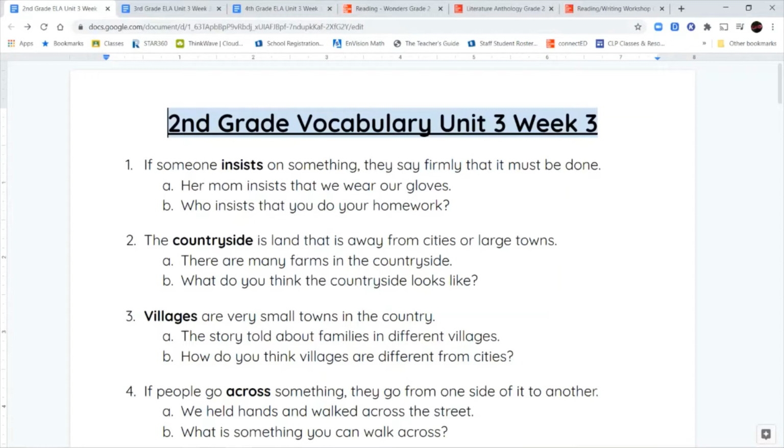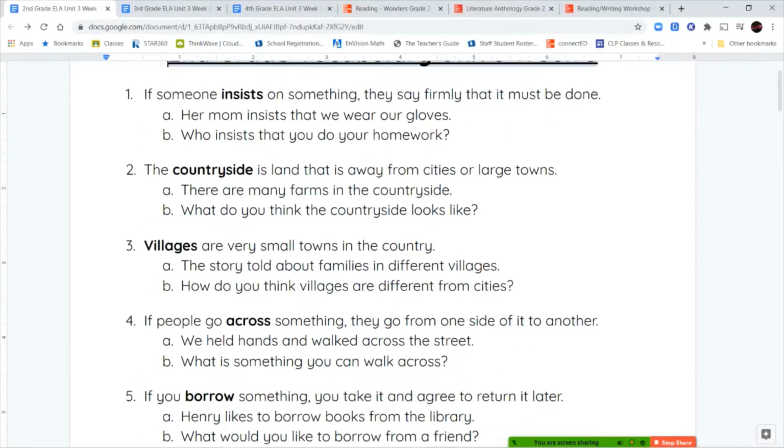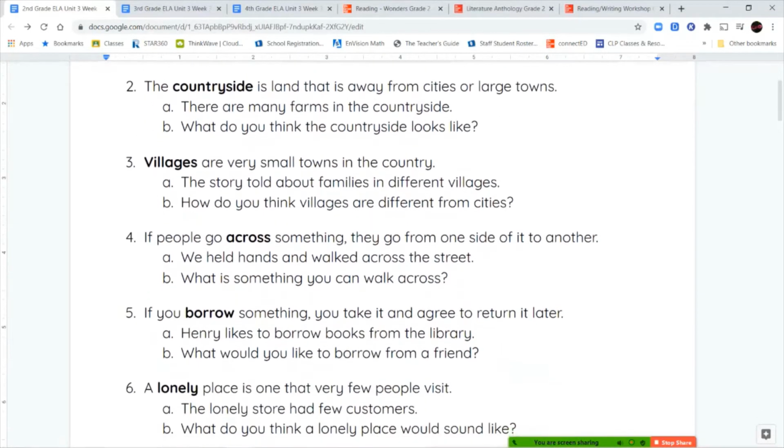Your next word is the word countryside. The countryside is an area of land that's far away from cities and large towns. It's usually very quiet. There's a lot of trees. People who live in the countryside have houses that are usually really far apart from each other. Your next word is the word villages. Villages are like small little communities or towns in a particular country.